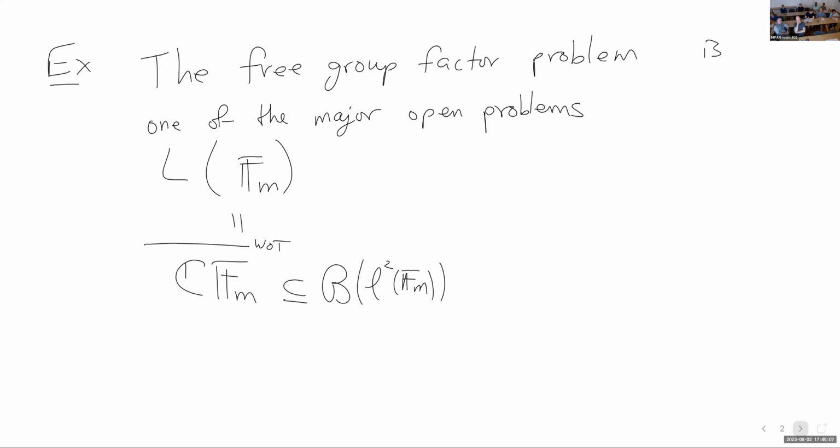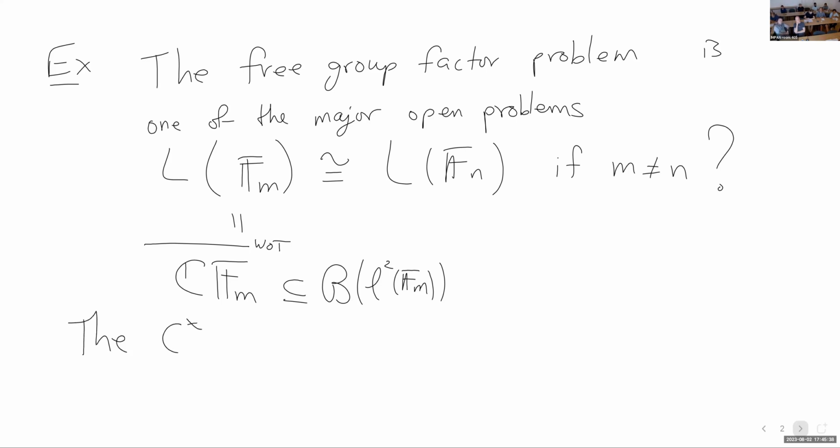So the question is, if I do this construction on F_m and I do this construction on F_n, do I get isomorphic von Neumann algebras if m is not equal to n? This is an open problem, the open problem in operator algebras. But the point I want to make is that the corresponding question for C-star algebras is easily answered using K-theory. So the C-star version is easy. Well, relatively easy.